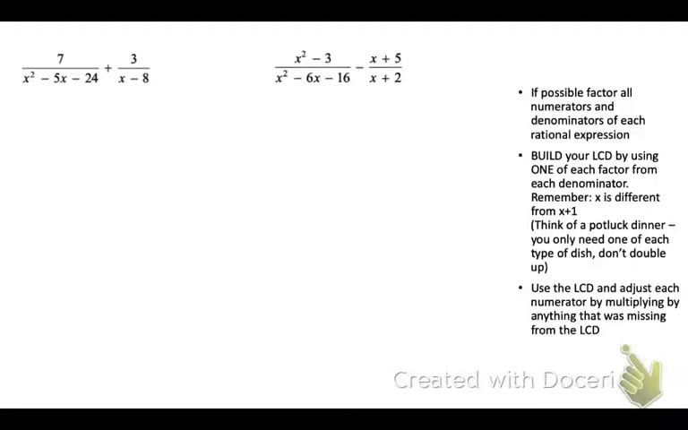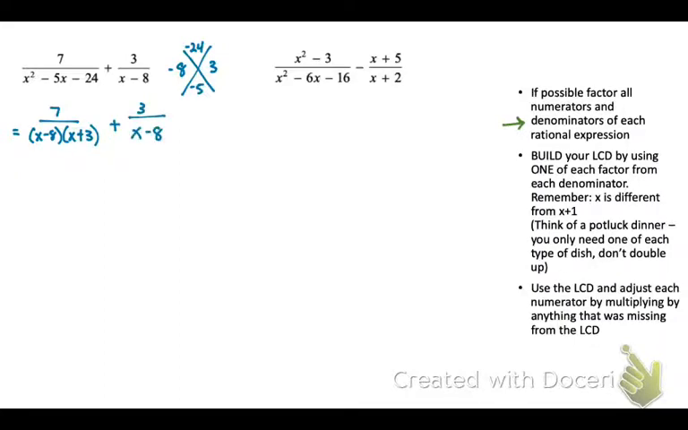So write down the next example. Notice that we can factor our denominator on the left. So we're looking for numbers that are multiplied to give us negative 24, combined to give us negative 5. So I came up with negative 8 and 3. So I'm going to rewrite my denominator on the left with those factors.